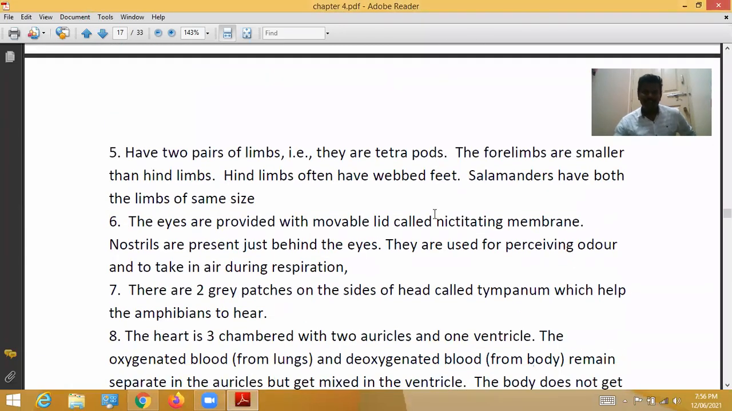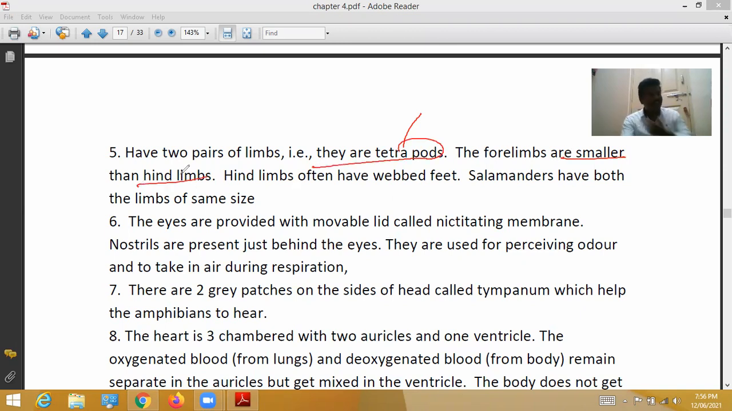They have two pairs of limbs, so they are tetrapods: forelimbs and hindlimbs. The forelimbs, the front legs, are smaller than the hindlimbs. Hindlimbs often have webbed feet, like this.